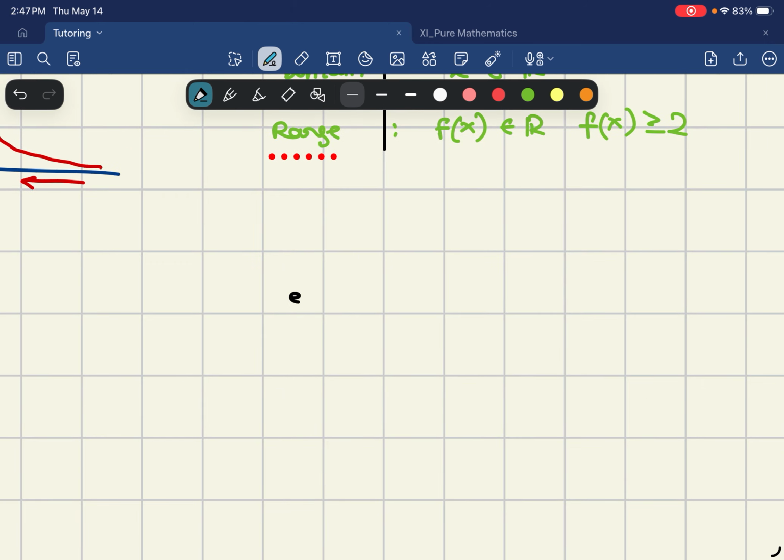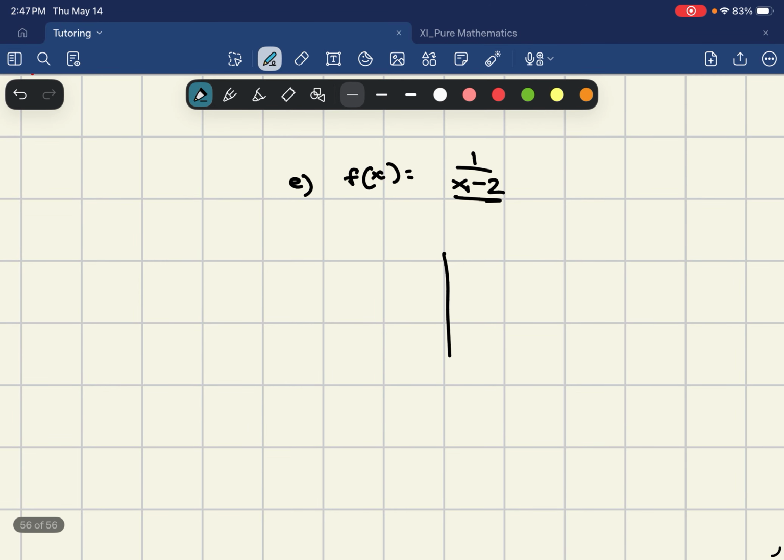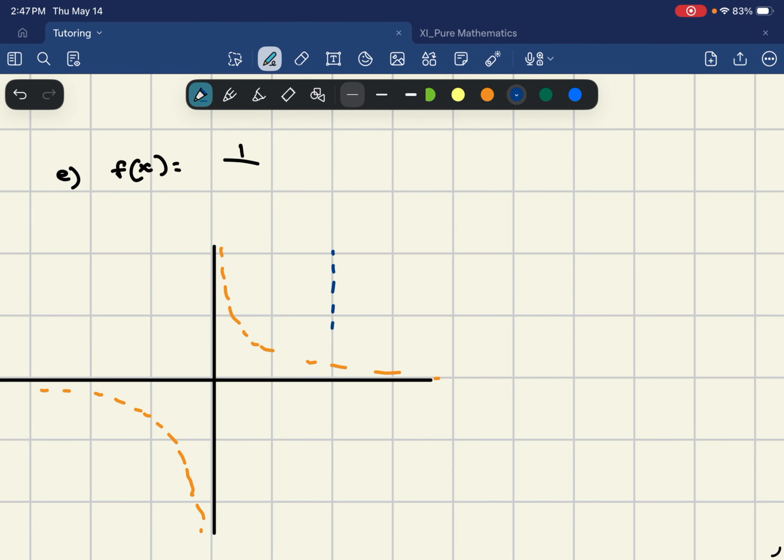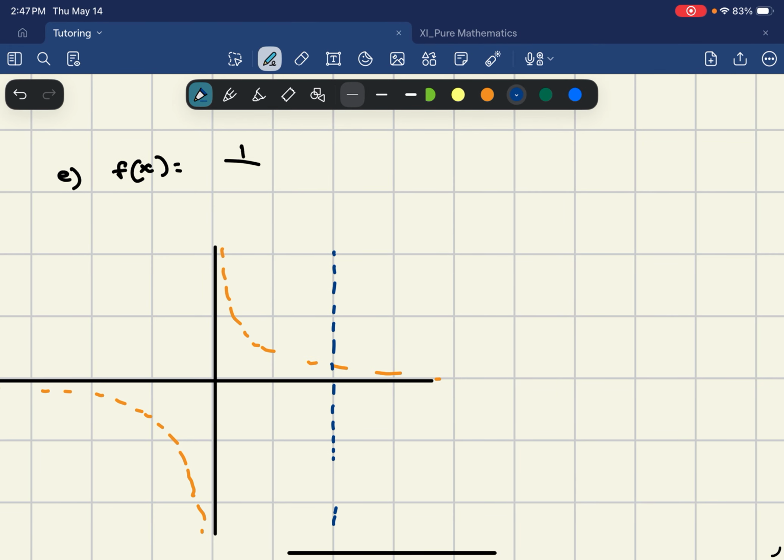E. E is very similar. You have f of x is equal to 1 over x minus 2. Remember, x minus 2. So you're taking the graph of 1 over x. So let me draw the graph of 1 over x, right? 1 over x looks something like this. And you're shifting this graph 2 units to the right. We're following the same logic. So we had this undefined behavior at x equal to 0. That is going to shift 2 units to the right. So you're going to have undefined behavior when x is equal to 2. So your graph looks something like this.